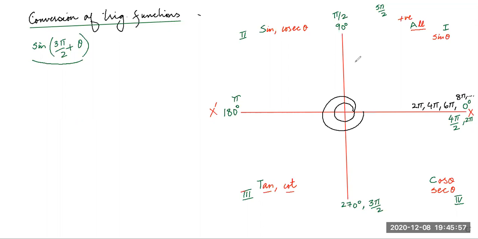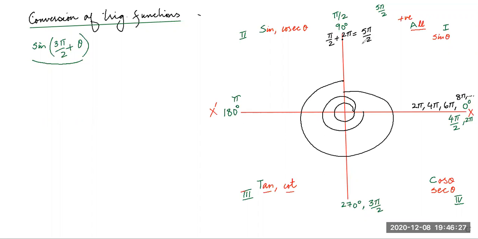Now, here what are the angles? Pi by 2. Then after pi by 2, suppose you start from here, pi by 2, and then you come here again. So what will be the angle? It will be pi by 2 plus one complete revolution. Pi by 2 plus 2 pi is equal to 5 pi by 2.